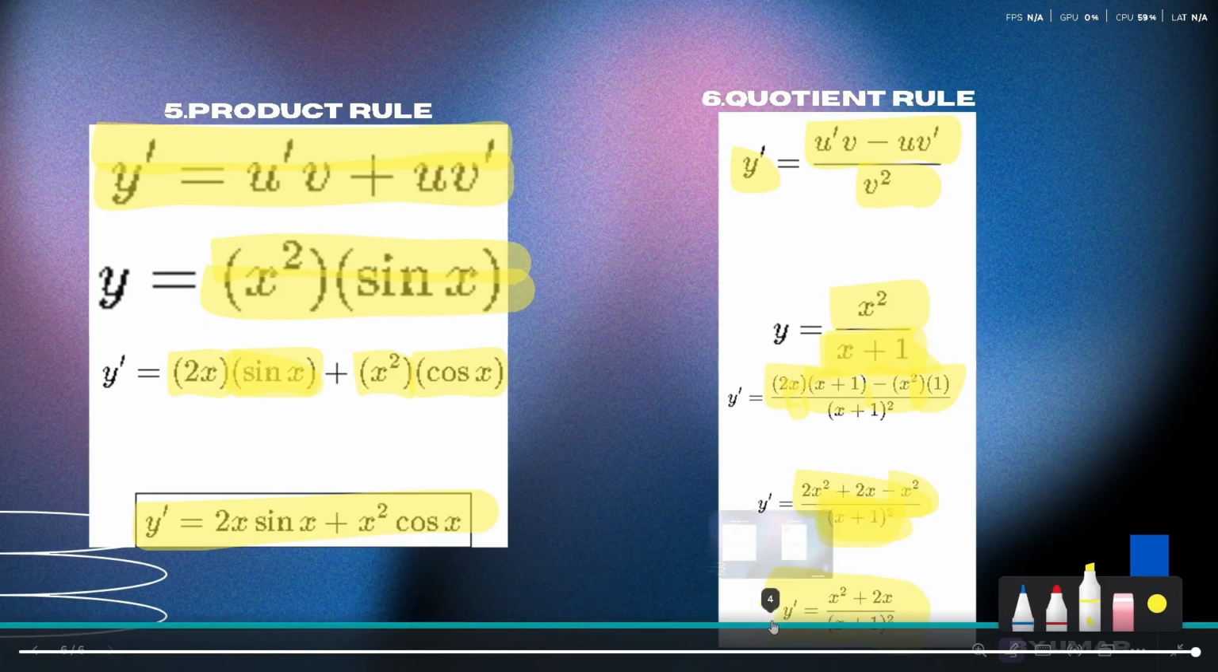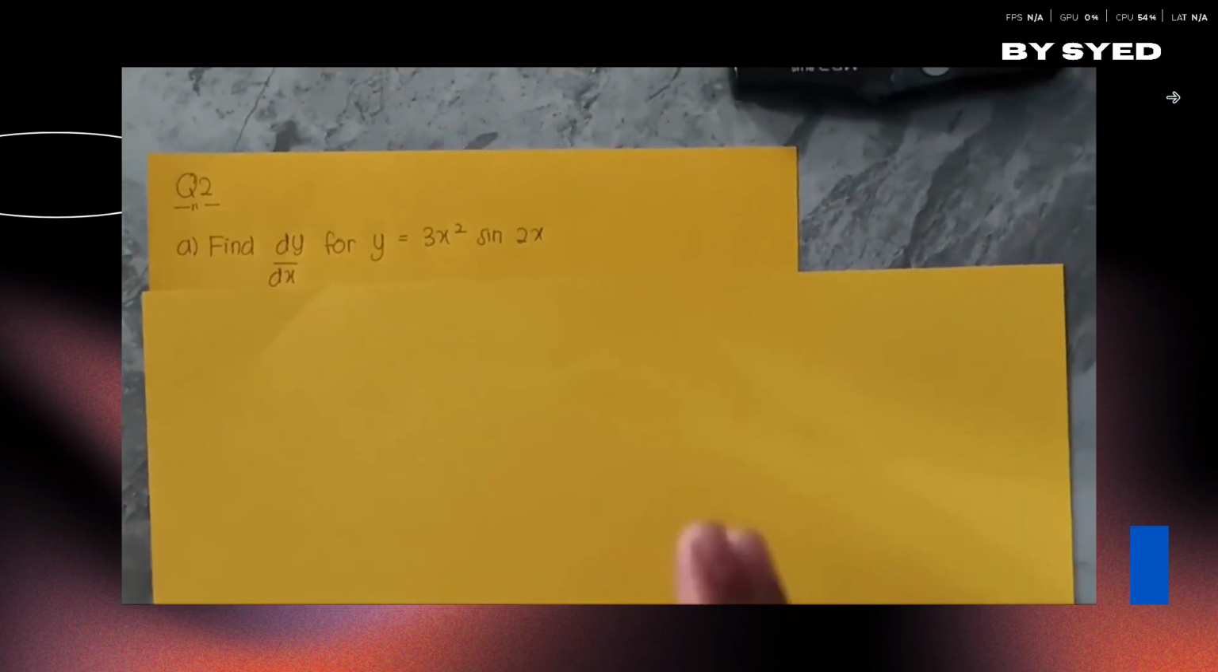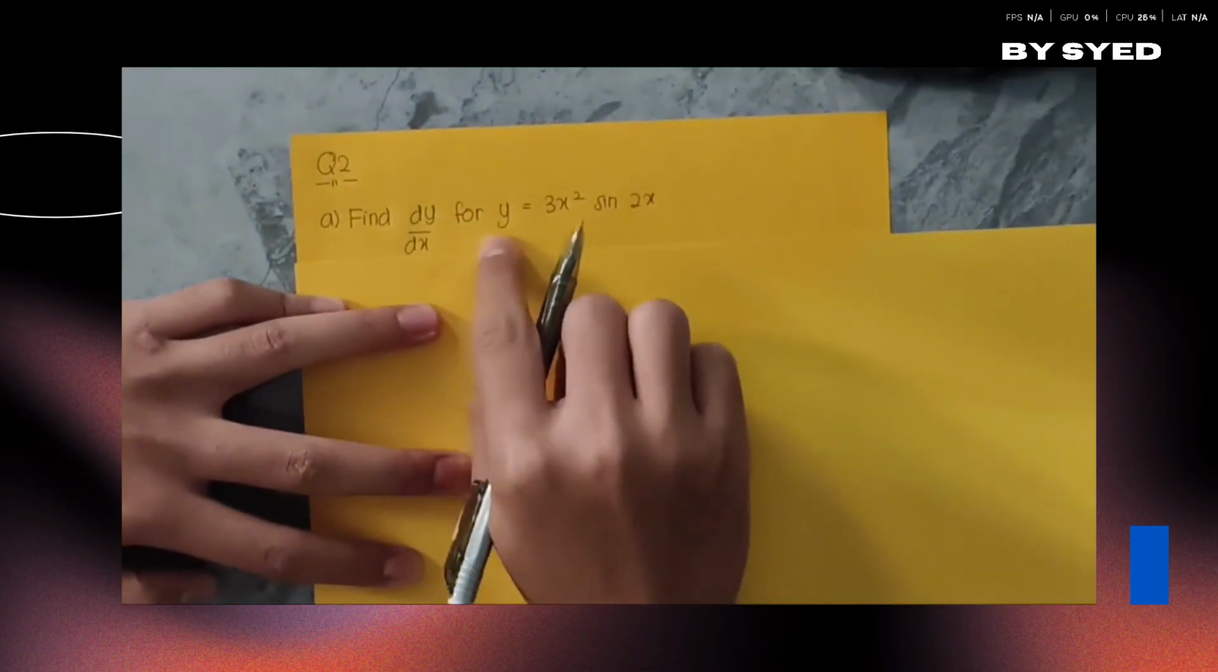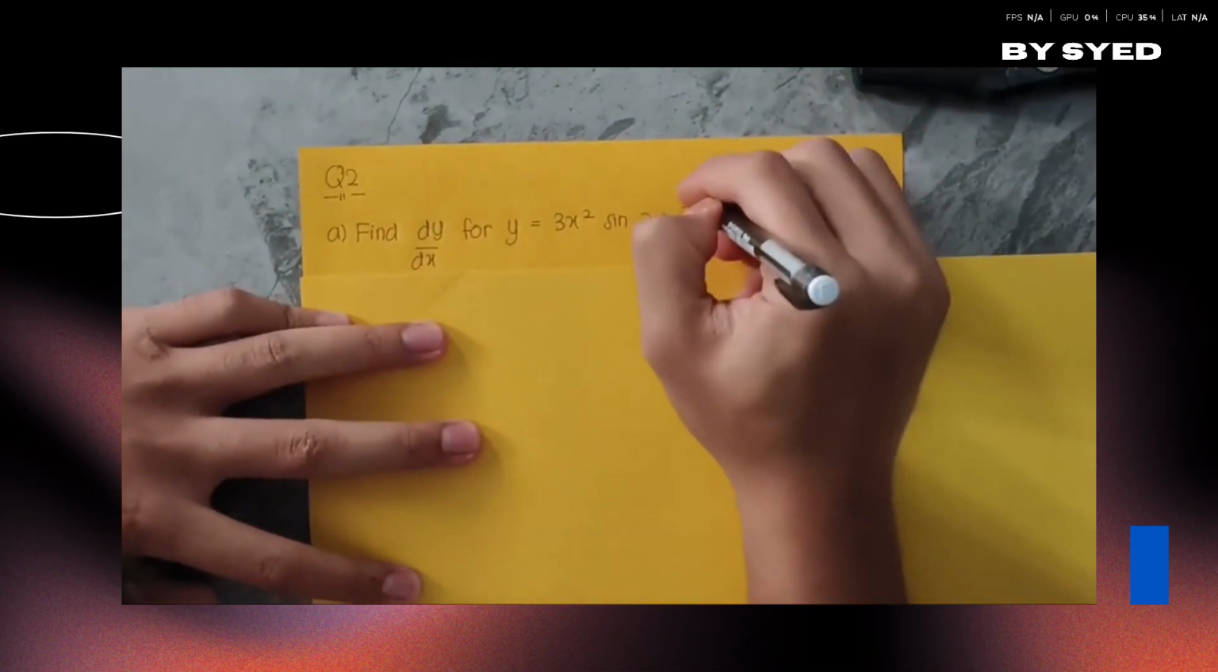Today, I want to share with you guys how I solve this question. To differentiate this equation, we need to use the product rule.